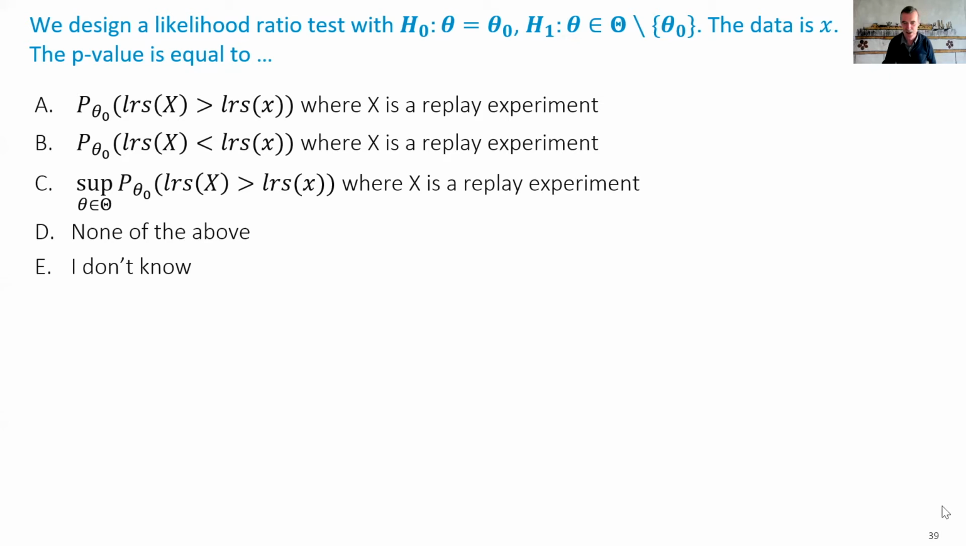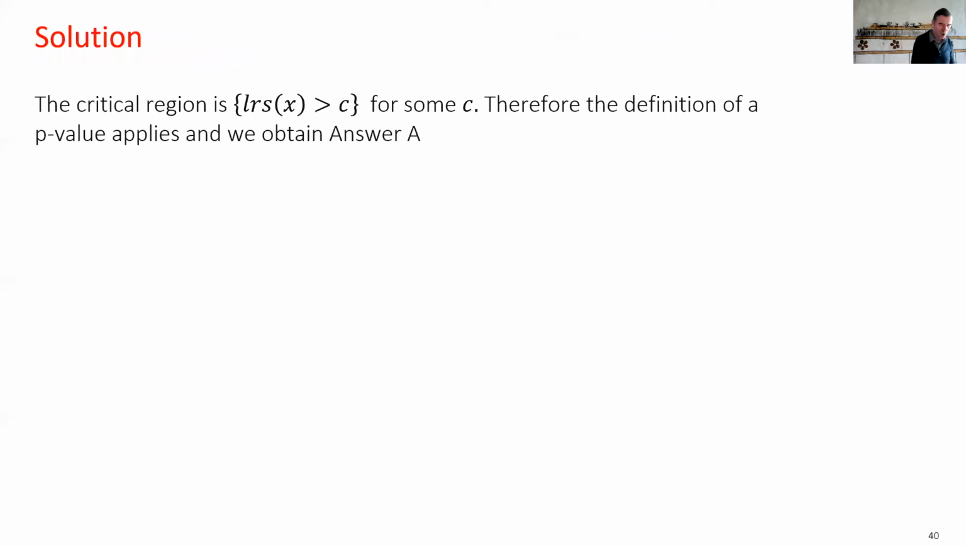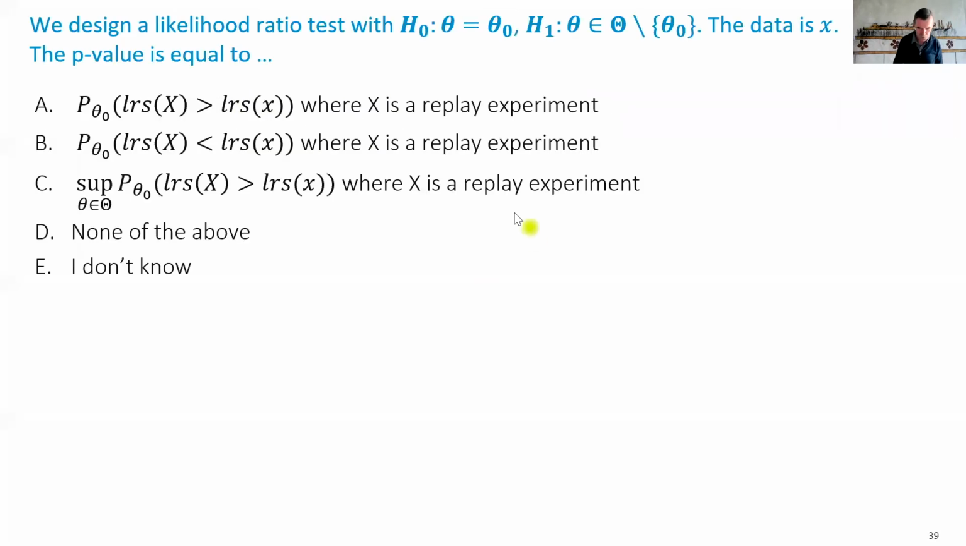And the majority says A, which is the correct answer. This is a small quiz on the definition of a p-value. In order to define a p-value, we need to put the test in the form test statistic larger than something. And a likelihood ratio test is always of the form likelihood ratio statistic of the data larger than some threshold. So since this is the standard form of a likelihood ratio test, it follows that the p-value is the supremum over theta in H0, but there's only one, of the probability that another replay of the experiment gives you a larger statistic than the one you have at hand.